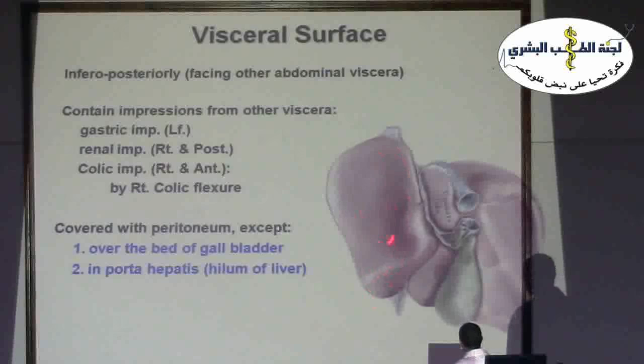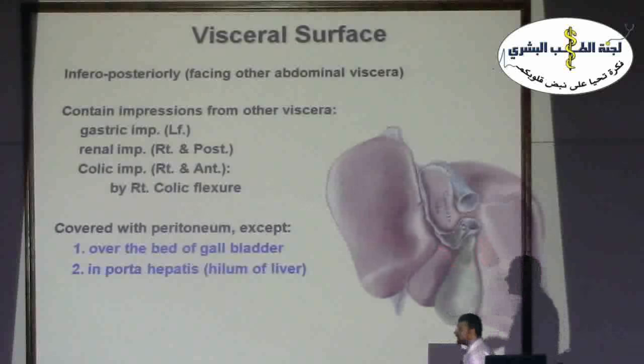To the left, you can see the gastric. On the right, posteriorly, you can see the renal. Anteriorly, on the right, you can see the colic impression, okay? And you can see also another small depression here. This is, we usually call it a little bit posterior.